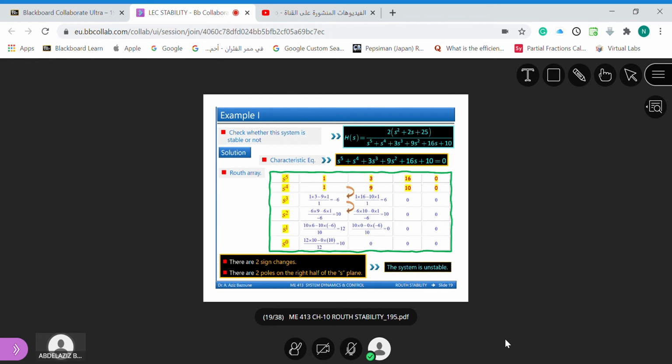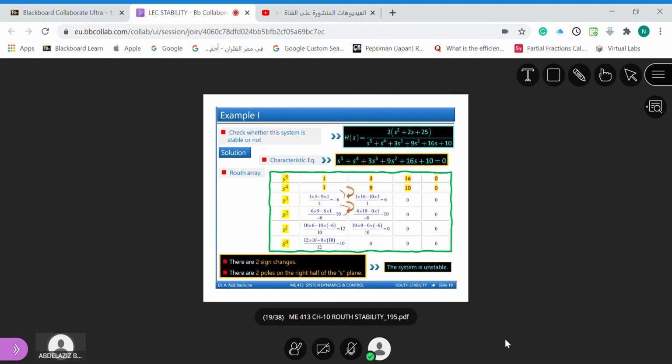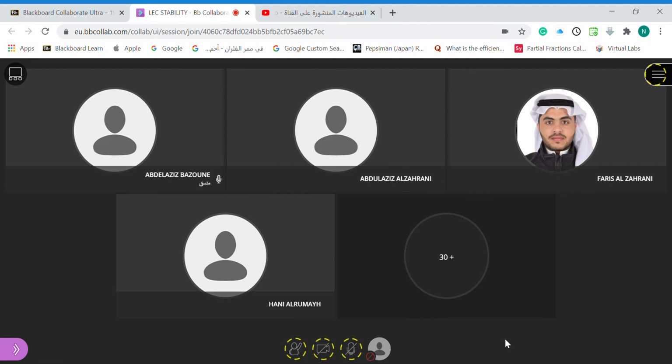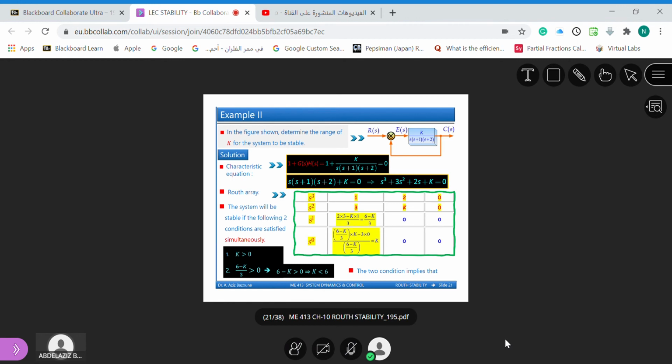The first sign. From here to here, the second sign change. So the system is unstable because we have two sign changes from positive to negative, and back to positive, for which the system will be stable.